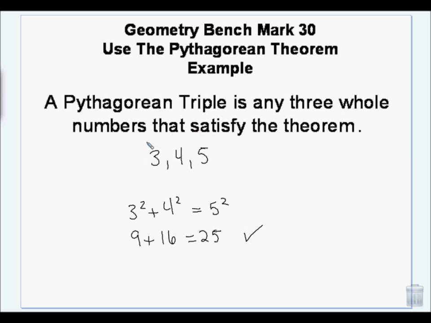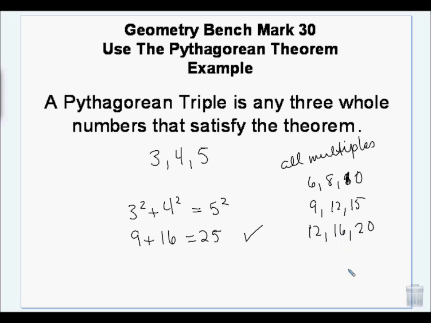Now once you find a Pythagorean triple, all multiples of this are also triples. So 6, 8, 10 is a Pythagorean triple. I multiplied everything by 2, right? If I multiply everything by 3, that's a triple. If I multiply everything by 4, that's a triple, etc. So any Pythagorean triple that you find, all of the multiples are also Pythagorean triples.